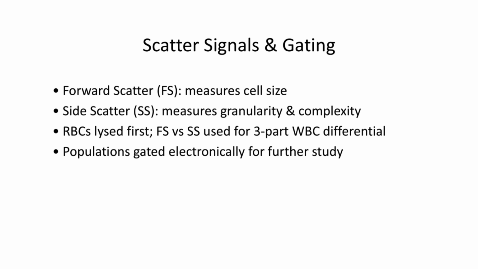Two kinds of scatter are especially important. Forward scatter depends on diffraction and refraction, and it primarily reflects cell size. Side scatter, detected at 90 degrees to the beam, depends on reflection, and it is sensitive to cell granularity and internal complexity. Before white cells are analyzed, red cells are usually lysed away. Using forward and side scatter signals, the instrument can separate populations, such as lymphocytes, monocytes, and granulocytes. These populations can then be electronically gated for more detailed study.